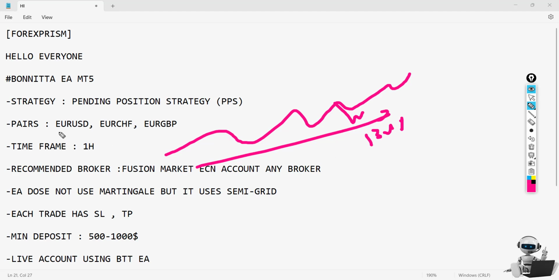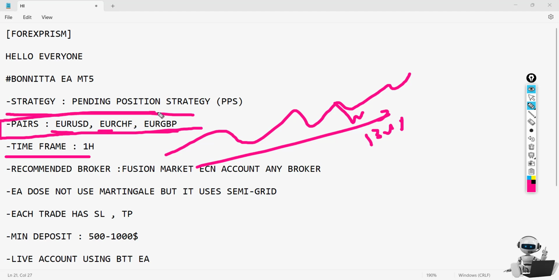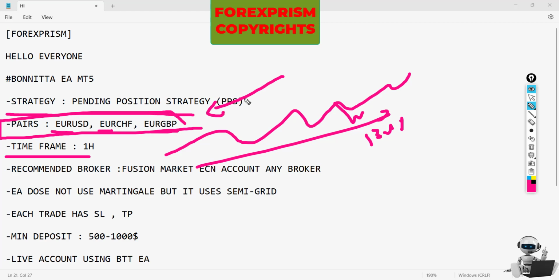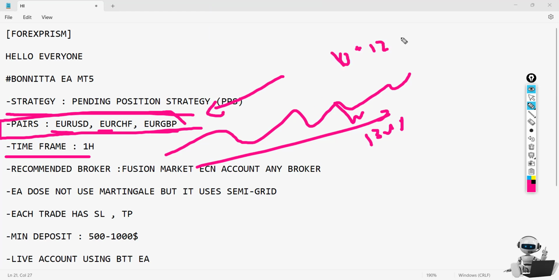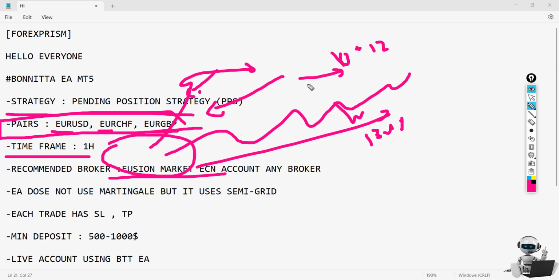For pairs, it works on basic ones: Euro US dollar, Euro CHF, Euro Great British Pound, on the 1 hour time frame. The good thing about the EA is that it was only trained on pairs which do not have correlation, so it can also trade multiple currencies, but I believe these are the main ones you can trade on. For broker, any broker, but I always recommend Fusion broker, and I will tell you why Fusion is the best broker in 2023 for any expert advisor.